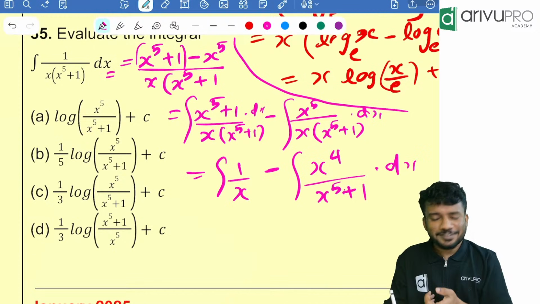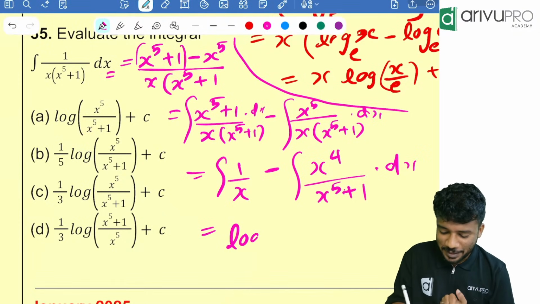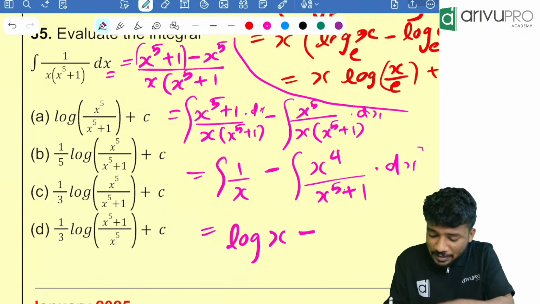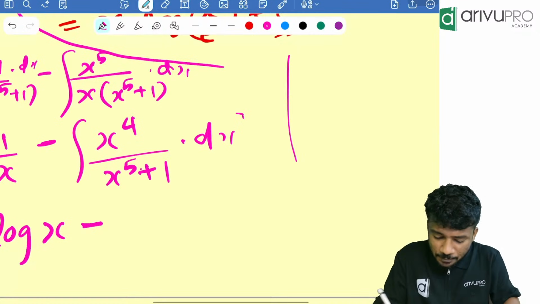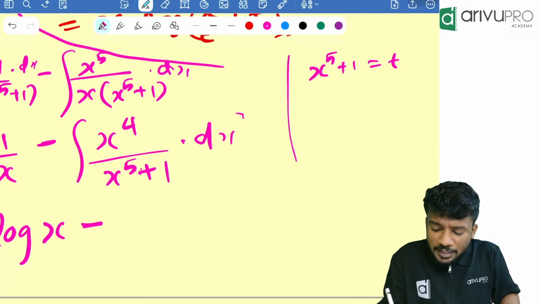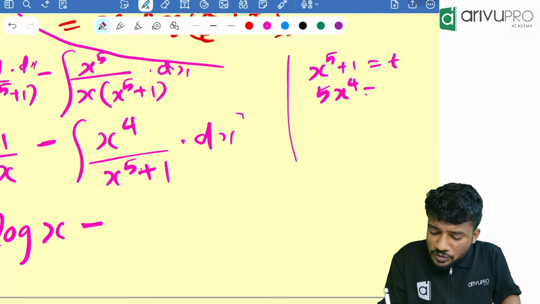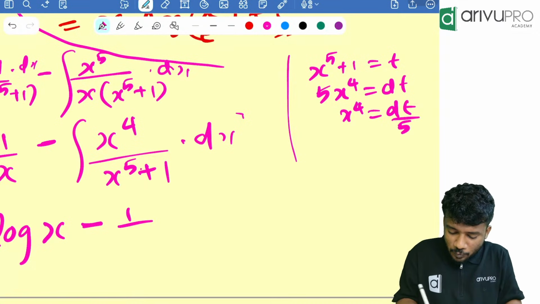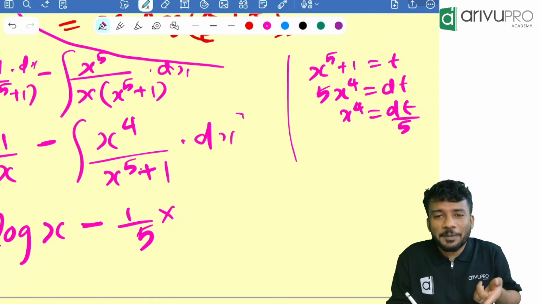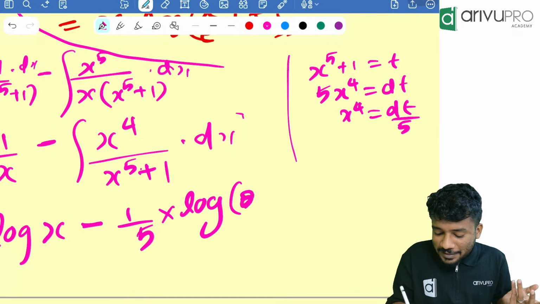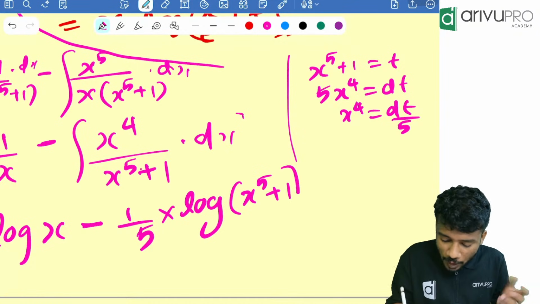People, if you ask me, this one is nothing but what? 1 by x is nothing but log x, minus. Similarly, instead of x, this one can be treated differently. If you take x raised to 5 plus 1 is equal to t, the derivative is 5x raised to 4 is equal to dt. X raised to 4 is equal to dt by 5. So I can write it as 1 by 5 into 1 by t dt form, that will become log t, that is nothing but log of x raised to 5 plus 1.